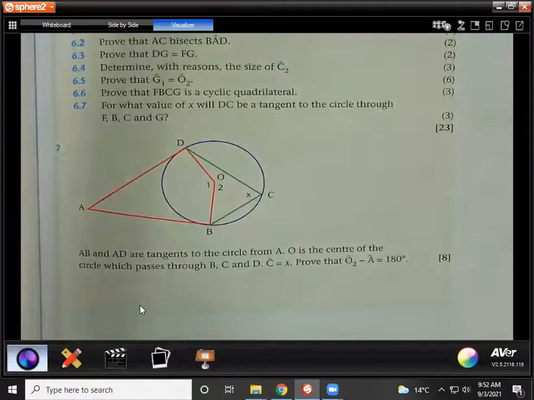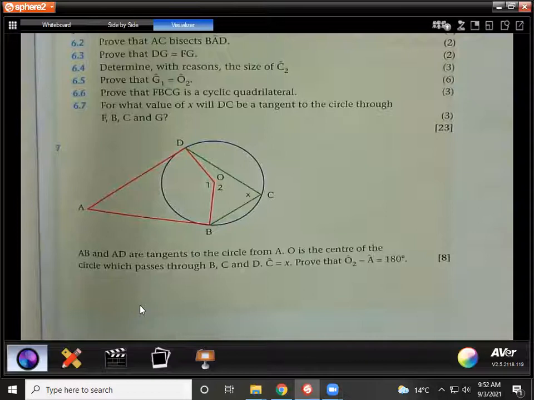Well, I haven't done this one either, hey? So I'm not sure how to go about this. I would say O1 is 2X, and what I'm saying to it, what do we know here? We know that these two are equal, right? Tangents from common point. Write it down, you might use it somewhere.